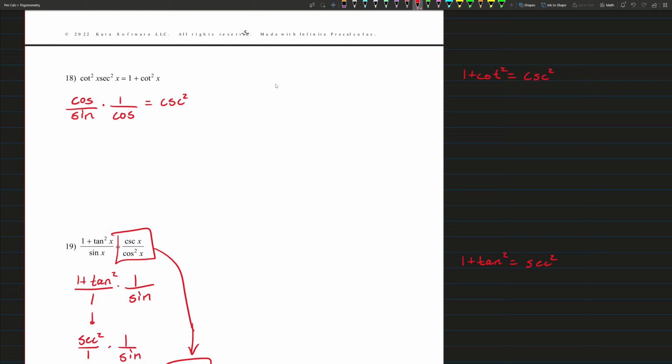So when we do this, when we multiply these two fractions, these cosines cancel, and this should be squared, and this should be squared. So we're left with 1 over sine squared. 1 over sine squared is cosecant squared. So we prove that this left-hand side is equal to that right-hand side.